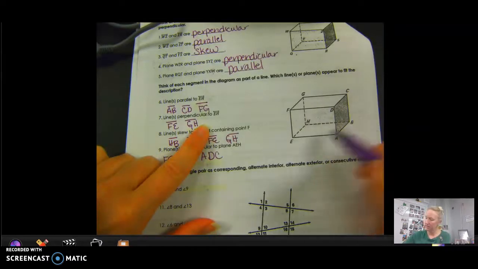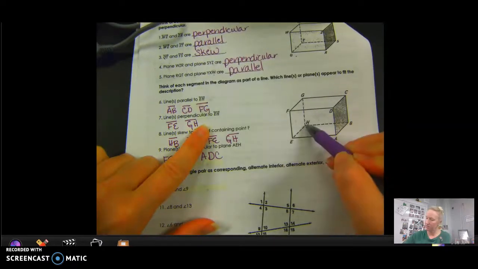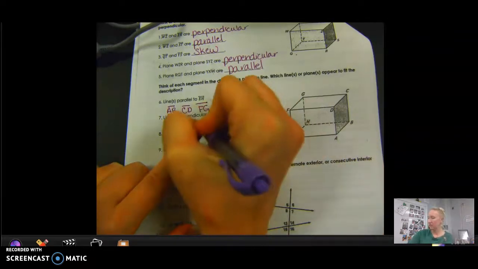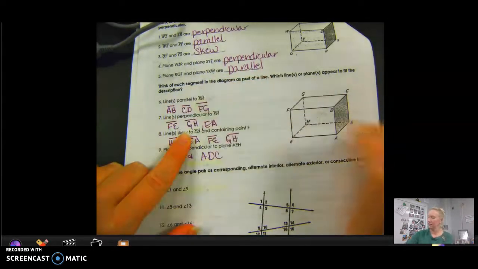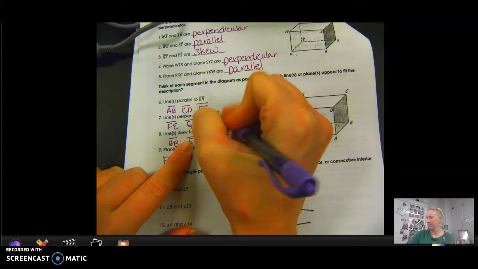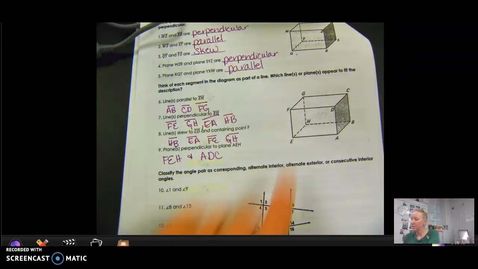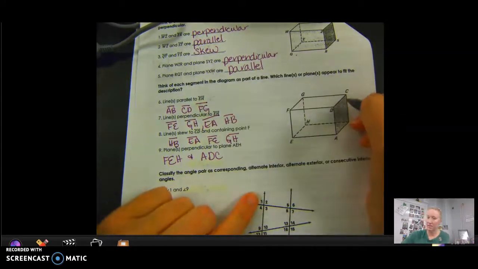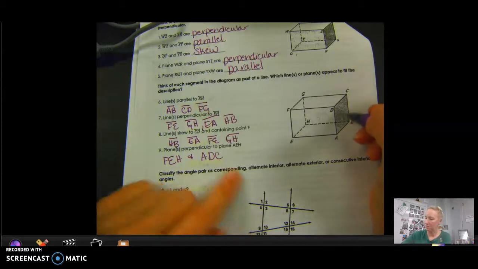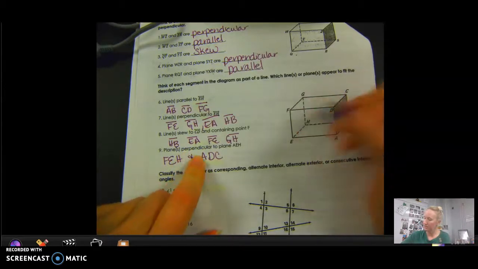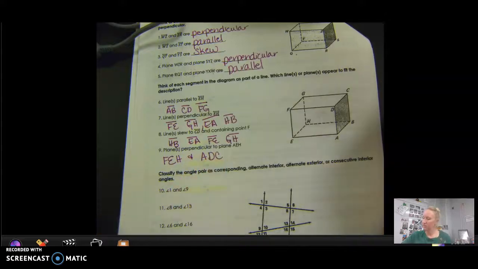Lines perpendicular to EH, so they would have to go straight up and down from EH. Oh, I missed some. FE, GH, EA, and HB. And you can have the order flipped on these. Lines skewed to CD, so we'll never touch, not on the same plane, and not parallel or perpendicular. So that'd be HB down here, EA over here, FE over here, and GH over here.